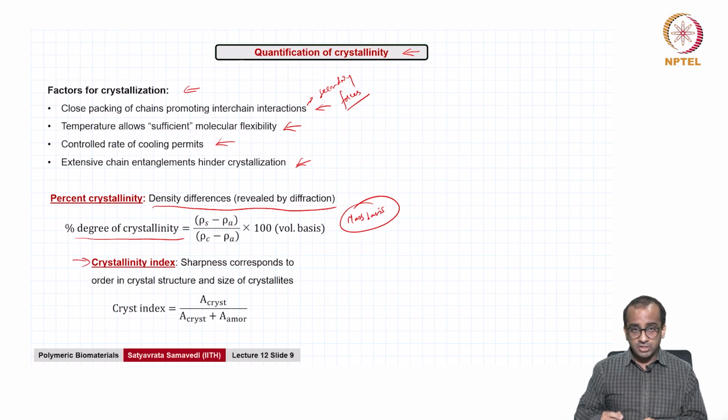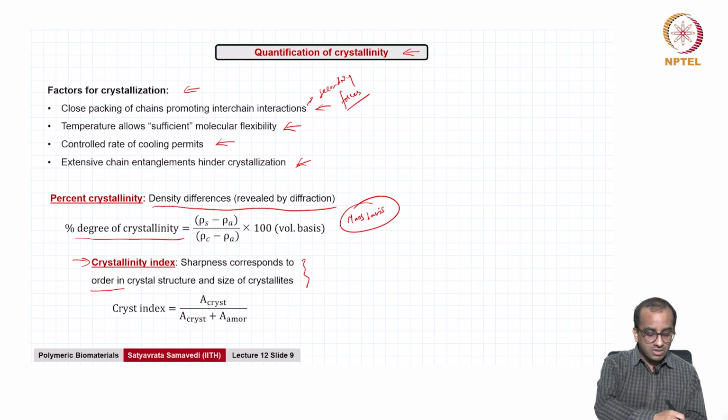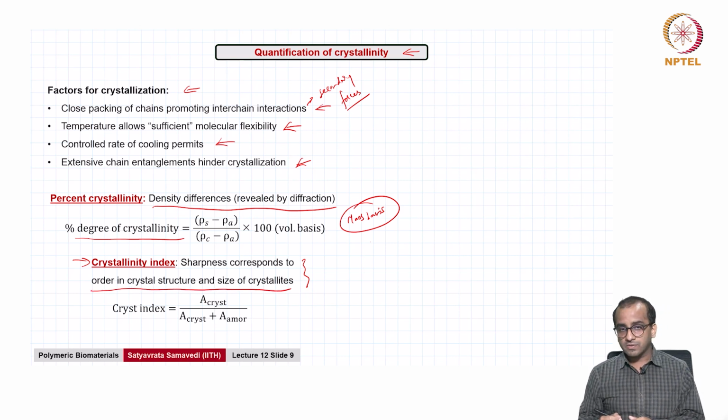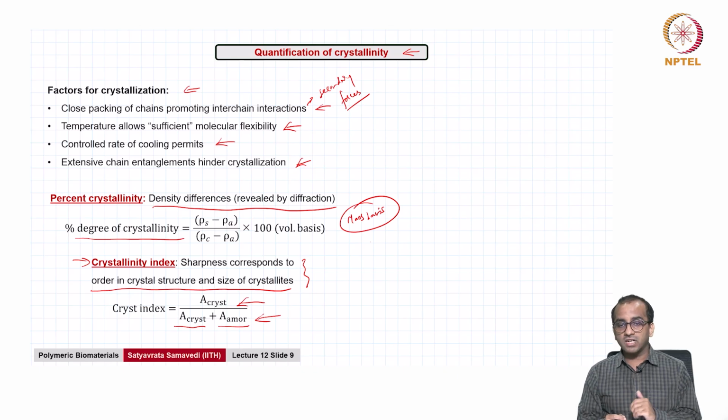Another way to quantify crystallinity is this idea of crystallinity index, where the sharpness in the diffraction peaks corresponds to order in the crystal structure and the size of the crystallites. So, crystallinity index here is defined as the area under the crystalline peaks under the Bragg diffraction line over the area of the crystalline plus the area of the amorphous halo. So, area under the crystalline peaks to total area of both crystalline and amorphous. This will give you something called a crystallinity index.